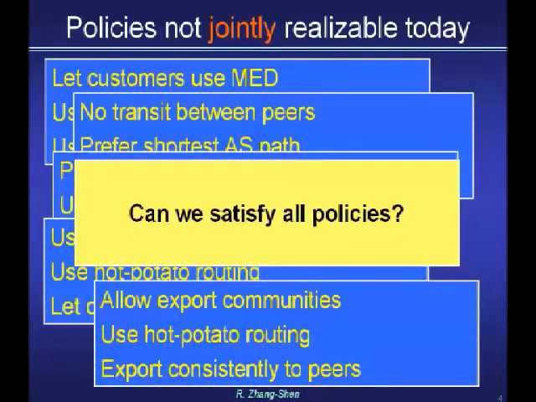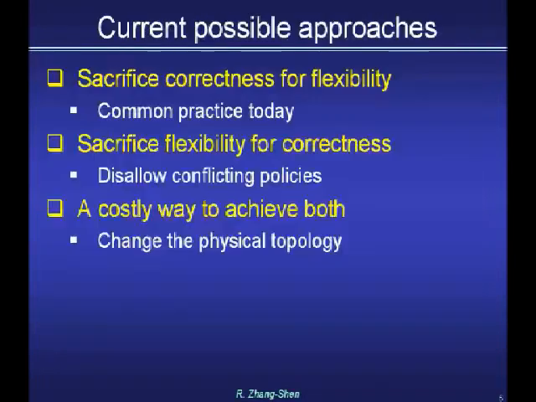Really make an AS route like a single node with the policy that it says it has. Current possible approaches for these problems is first to sacrifice correctness for flexibility. I have to explain what I mean here. Correctness means you realize your policies correctly. Flexibility means you want to have all the functionalities you want. And the practice today is you want to use MED, you want to have all the attributes, communities, and everything. But even though you do, you don't get them completely correct.